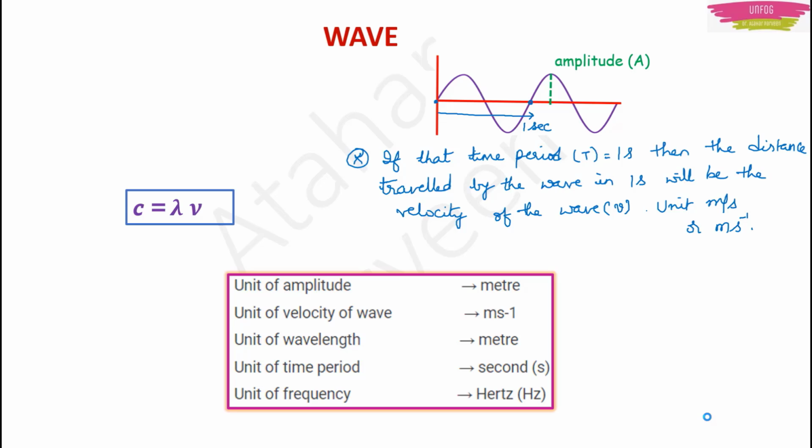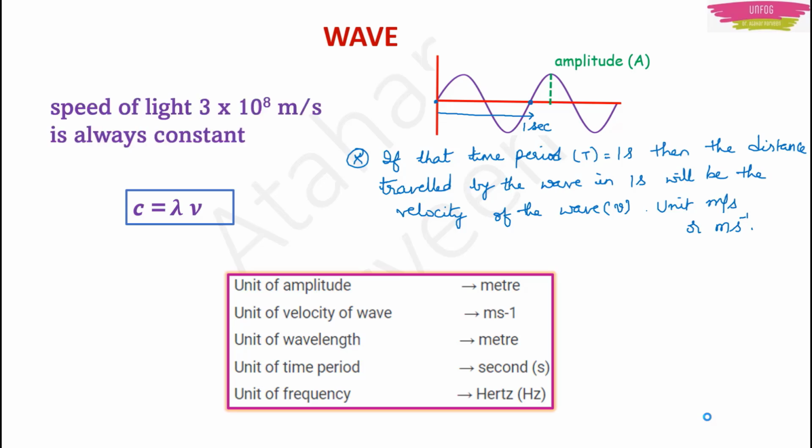And also one more very important point is that the speed of light is 3 into 10 raised to 8 meters per second, and this is always a constant. Actually there are some decimals, 2.9 something, but the round figure will be 3. That's why I am giving you 3. The speed of light is 3 into 10 raised to 8 meters per second.